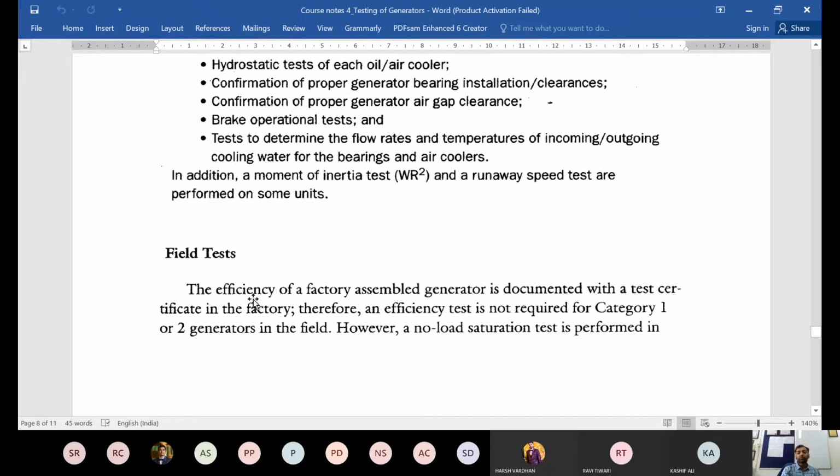For category 1 and 2, as it says here, the efficiency of a factory-assembled generator is documented with a test certificate in the factory. Therefore, an efficiency test is not required for category 1 or 2 generators in the field. These category 1 or 2 generators, as we discussed, have been assembled in the factory only. Category 1 is one complete unit, and category 2 has maybe 2 or 3 components, either rotor and stator separate or rotor and stator in 2 halves. But they have primarily been assembled in the factory itself. So for these categories, the efficiency testing is not repeated in the field.